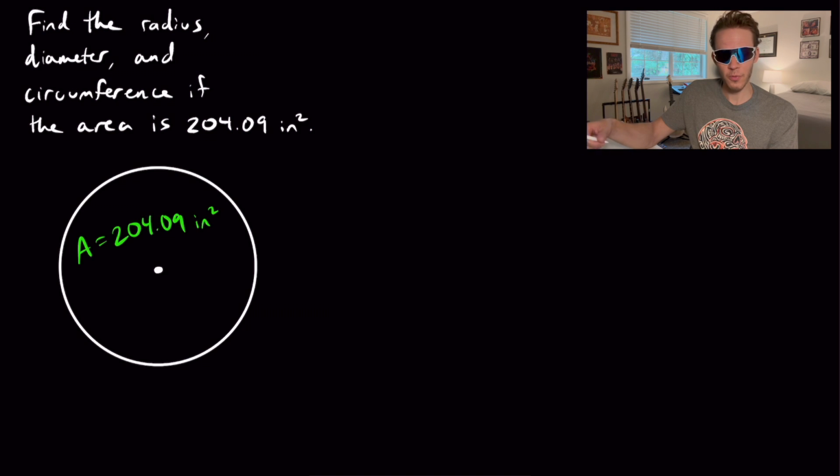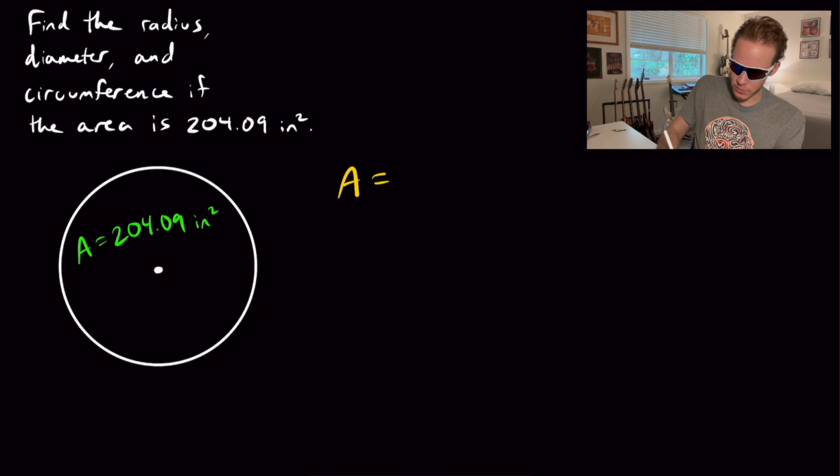All right, for this one, we want to find the radius, diameter, and circumference if the area is 204.09 inches squared. So we're working backwards, right? Since we're given the area, it might be a good idea to write the formula for area of circles, which is going to be area is equal to pi r squared.